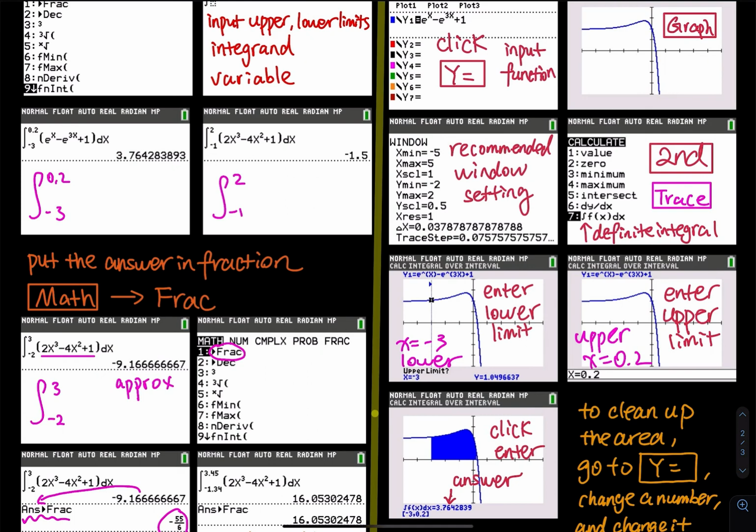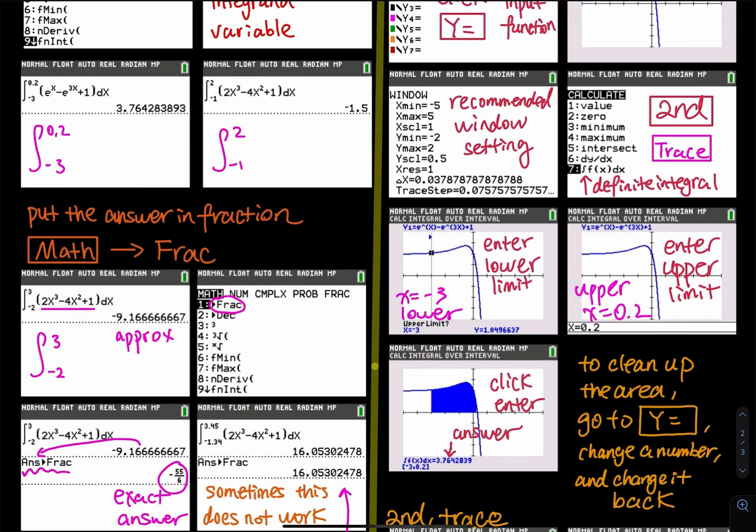This procedure is pretty intuitive. When they are asking for the lower limit, just hit -3 and then hit enter, and they will ask you for the upper limit, and then you hit 0.2. Once you hit enter, they will shade the region under the curve, and then they will tell you what the area is. So in this case, the area is equal to 3.7642839.